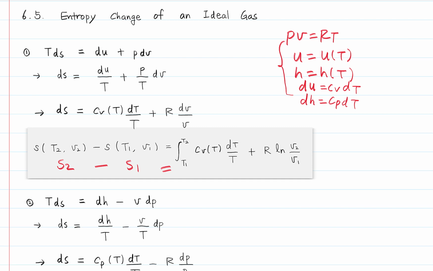Cv is typically a function of temperature. So we should know the relation between the specific heat Cv and temperature to perform the integration. That is not the only thing we need to know to get the entropy change. We also need the specific volume ratio, V2 over V1, between the two states. So remember that the entropy change is not a function of temperature alone.